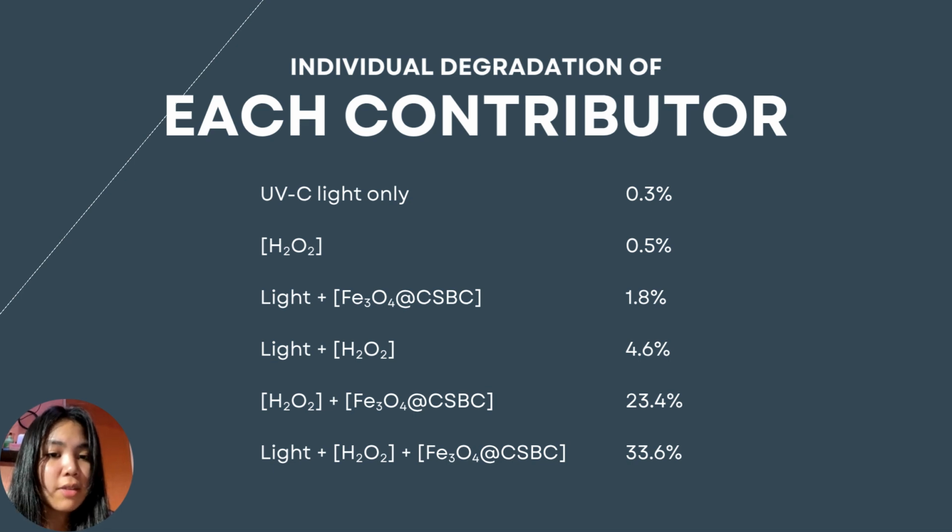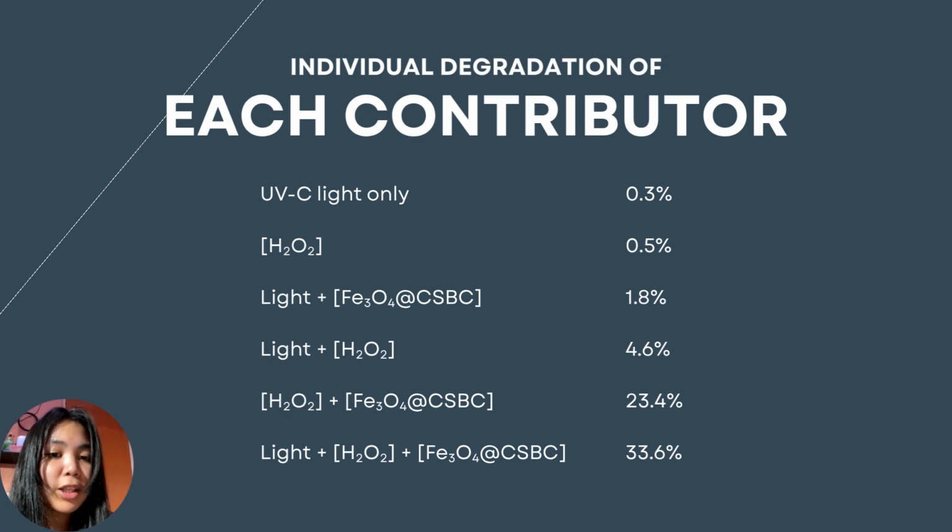Let's start with the individual degradation contributions of each component in our system. We ran a series of tests using different combinations of UVC light, hydrogen peroxide, and the Fe3O4@CSBC catalyst to see how each one performs, alone and together. From the table here, it's clear that UVC light alone and hydrogen peroxide alone resulted in almost no degradation.